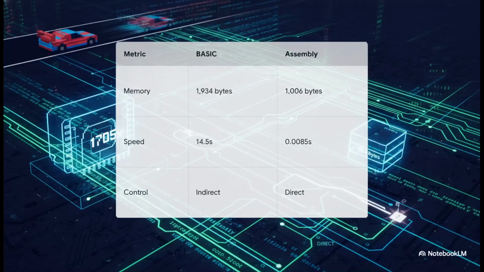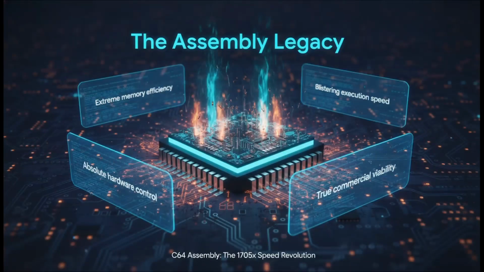Actually, the assembly game is so incredibly fast that the programmer literally had to write empty delay loops into the code just to slow the processor down. Otherwise, the human eye wouldn't even be able to see the car moving. How crazy is that? This elegantly summarizes the true legacy of assembly language on 8-bit machines. It offered extreme memory efficiency and blistering execution speed. It gave developers absolute, uncompromising control over the physical hardware of the machine.